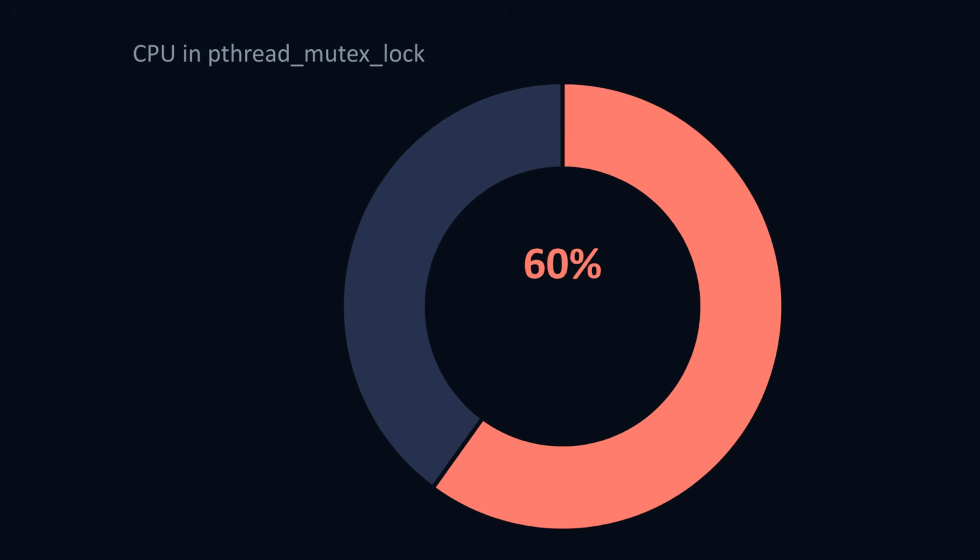You're staring at perf top showing 60% CPU time in pthread_mutex_lock. Your latency is in the toilet. Someone says just use a spinlock, and now your 16-core server is pegged at 100% doing nothing useful.